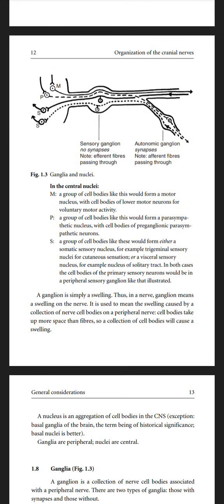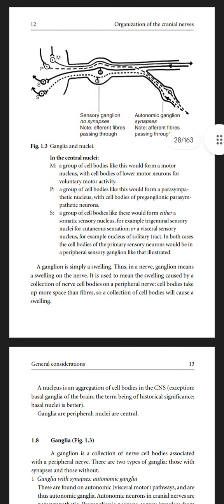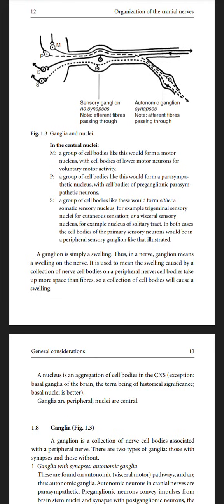Ganglia and nuclei. In the central nervous system, a group of cell bodies like this would form a motor nucleus, containing cell bodies of lower motor neurons for voluntary motor activity. A group of cell bodies like this would form a parasympathetic nucleus. A group of cell bodies like these would form a somatic sensory nucleus, for example, the trigeminal sensory nuclei for cutaneous sensations.